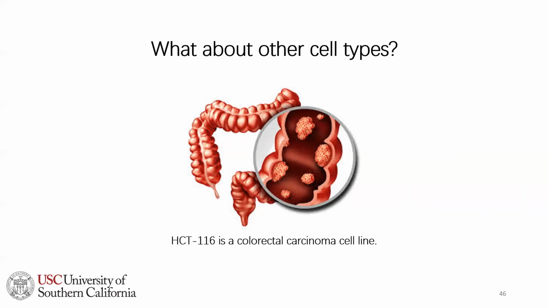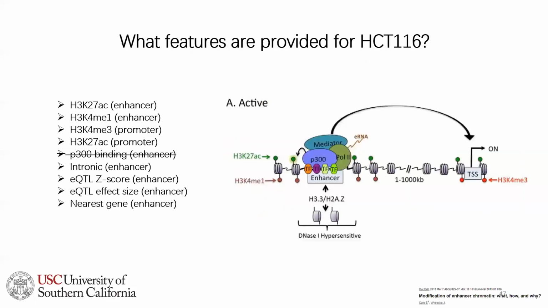And so we gathered papers from that cell line as well, and also gathered features from the same sources so that these models would be comparable. And this features list is exactly the same as the one for HepG2, with the one exception that P300 binding data, this little histone acetyltransferase right here, was not available in HCT116, so we had to drop it. But otherwise, all of these features are the same as what we saw in HepG2.